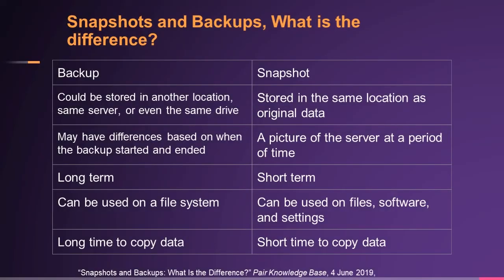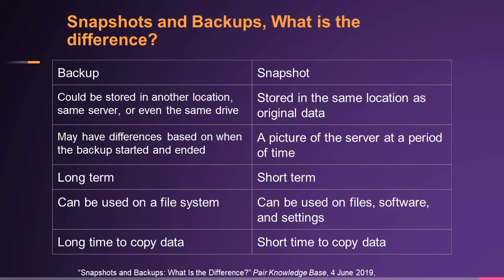Now I'm going to be discussing examples of methods that were used in papers. But first, before I do that, I'm going to be discussing the difference between a snapshot and a backup, so that when that's referenced in the upcoming slides, there won't be any confusion. Both are methods of saving files, and I sorted out the differences with this table. A backup could be stored in another location, same server, or even the same drive, whereas a snapshot has to be stored in the same location as the original data.